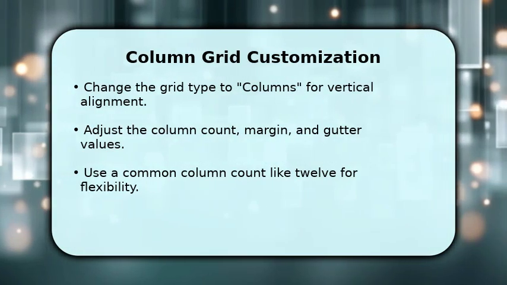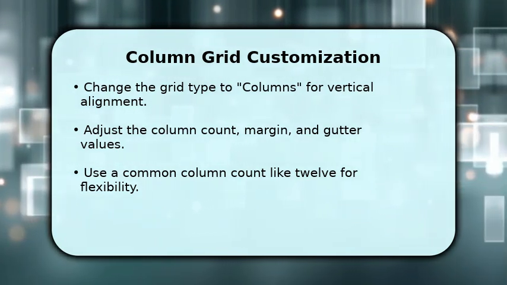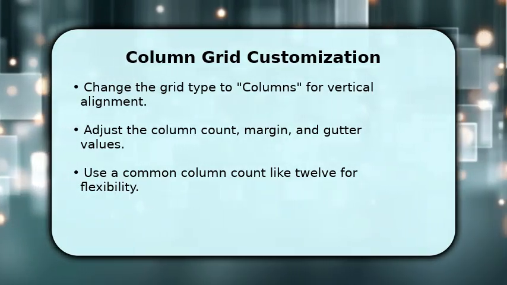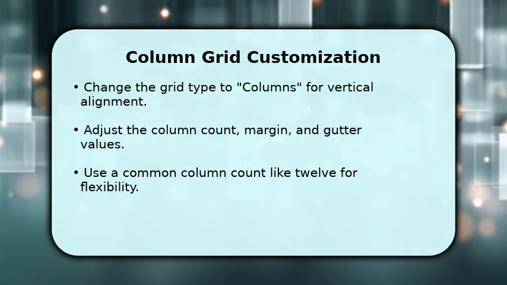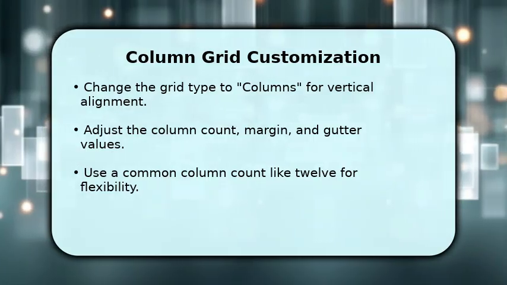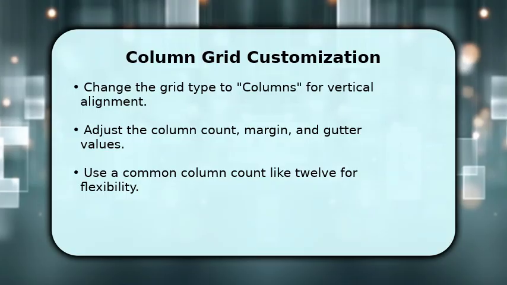Once you've added a grid, click the Grid Settings icon to open the customization options. Change the type from grid to columns. Here, you can set the number of columns, for example, 12 columns for a responsive layout. Adjust the margin, which is the space on the sides, and the gutter, the space between columns. These settings are key for defining your layout structure.